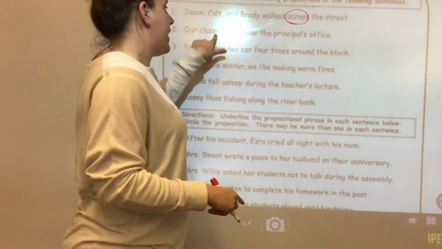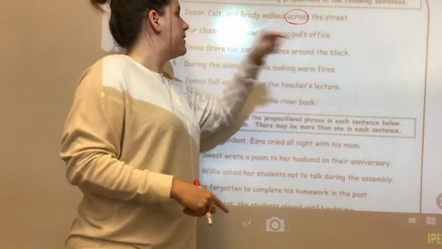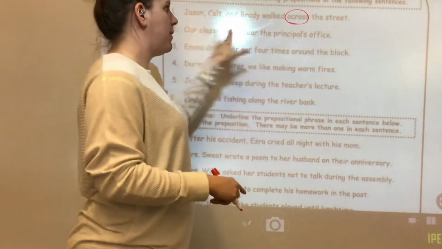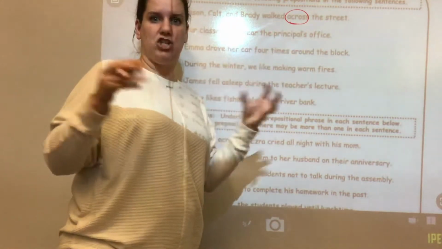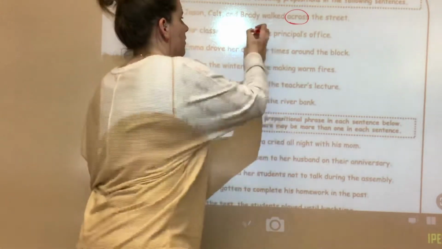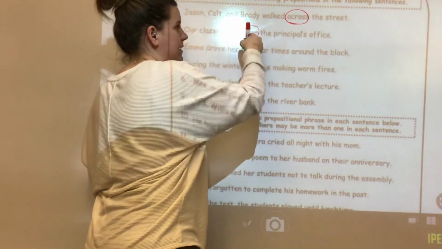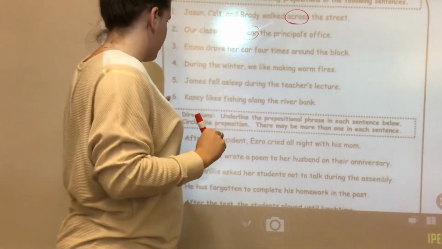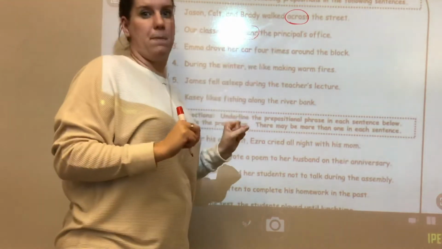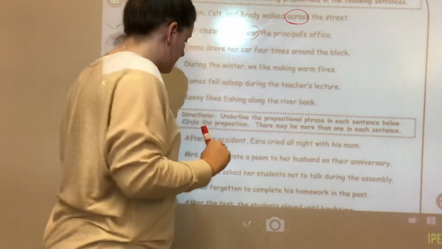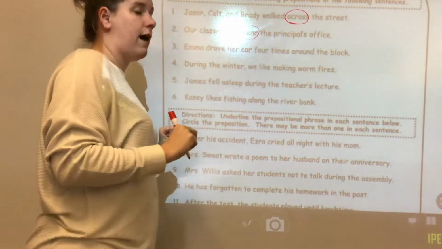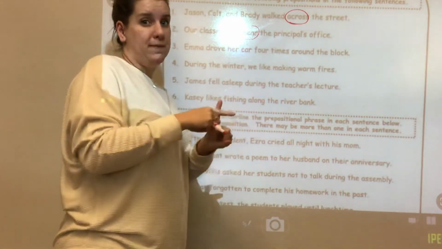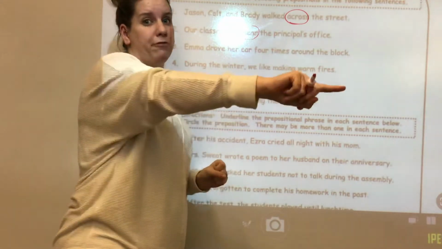Number two, our classroom is near the principal's office. So we're talking about the classroom and the principal's office. What's their relationship? How do they relate? Well, the classroom is near the principal's office. So all you're doing for 3 through 6 is just finding that preposition. That's the only job you have. Now down here, you have to find both the preposition and then that prepositional phrase that follows.